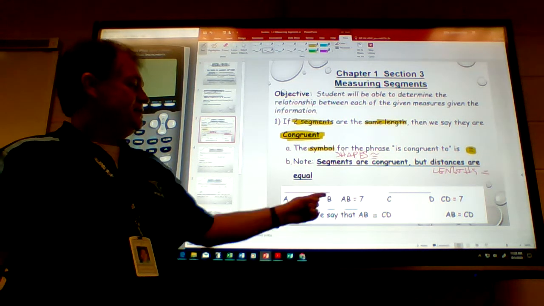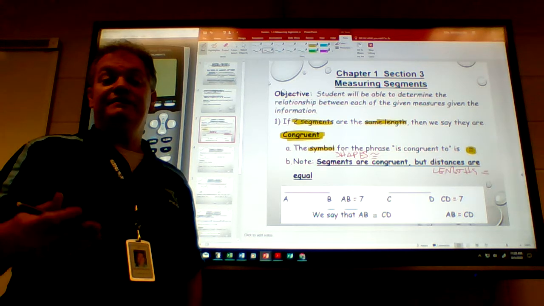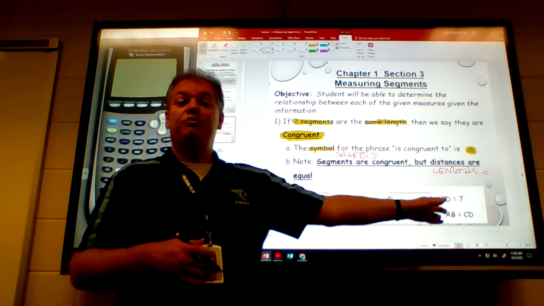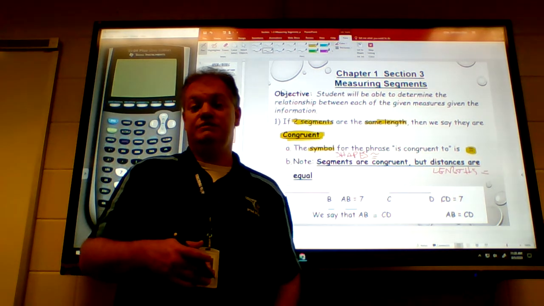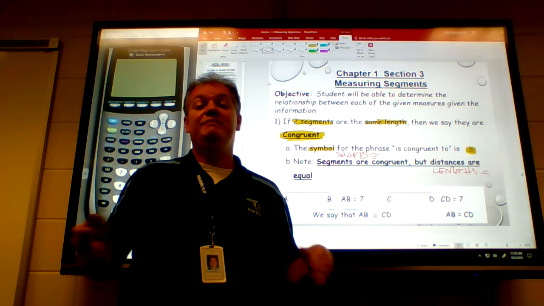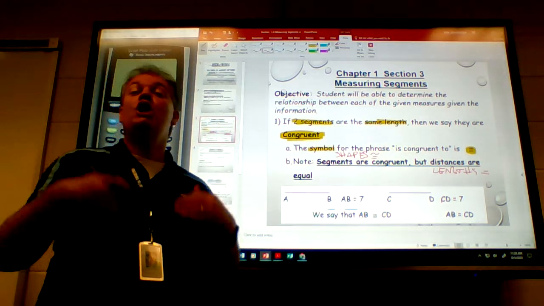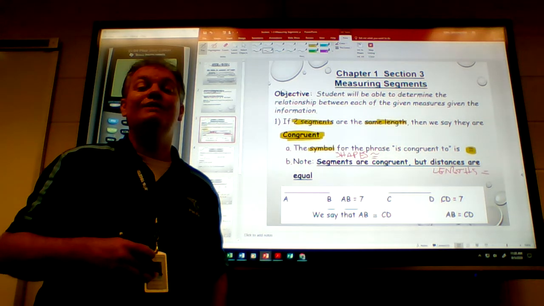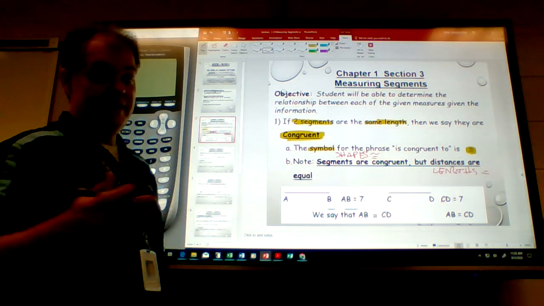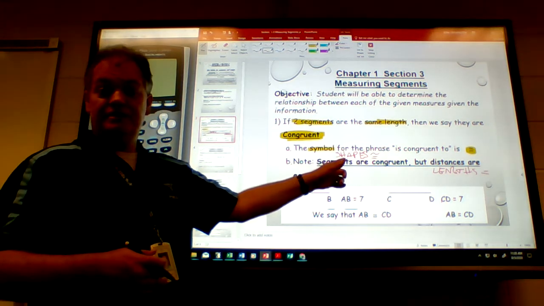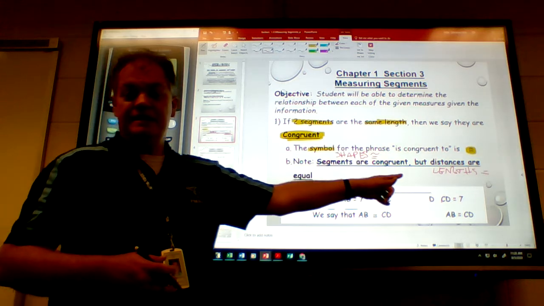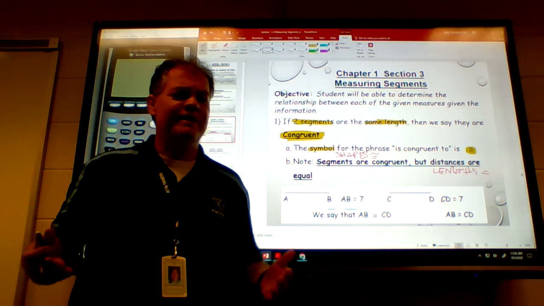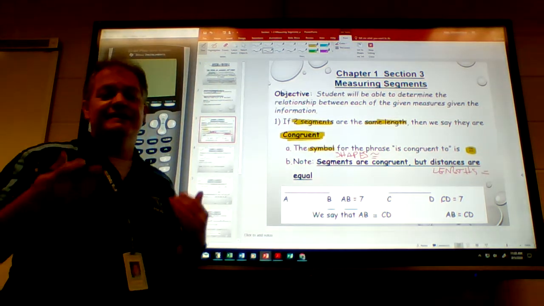All right. So like right here, you're given that segment AB has a length of 7. This basically says the distance from point A to point B is 7. And the distance from point C to point D is also 7. So since they both have the same length, they both have a length of 7, we say that they are congruent. So segment AB is congruent to segment CD because they are equal in length. Make a note of that. So shapes are congruent, and lengths are equal.